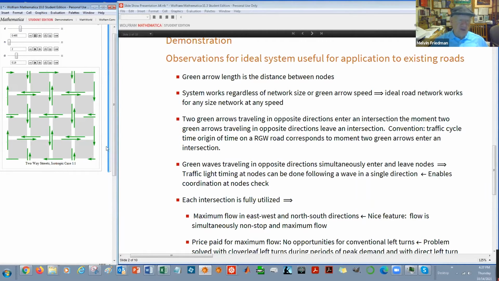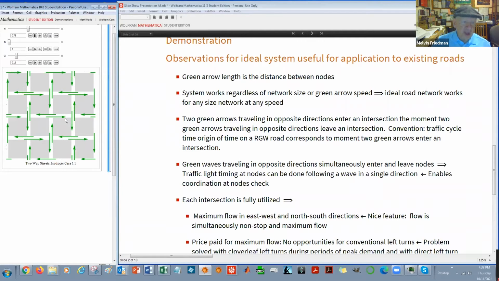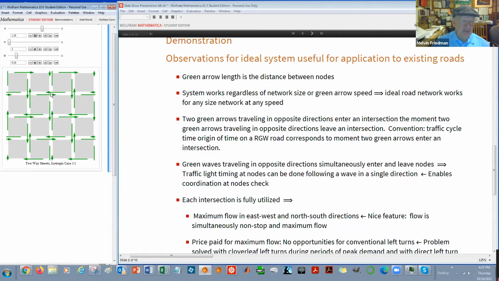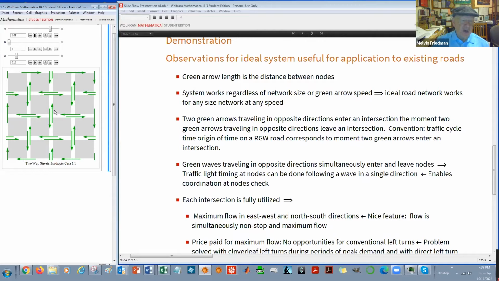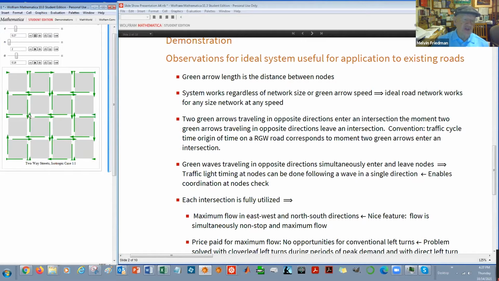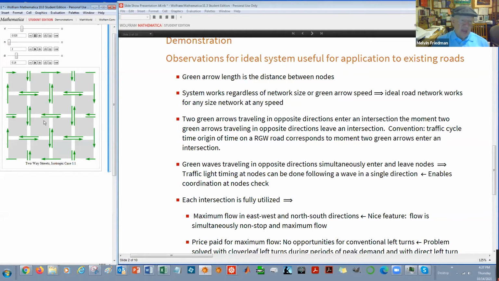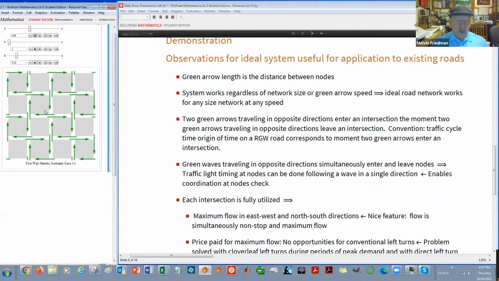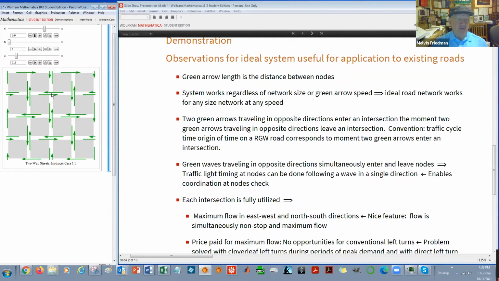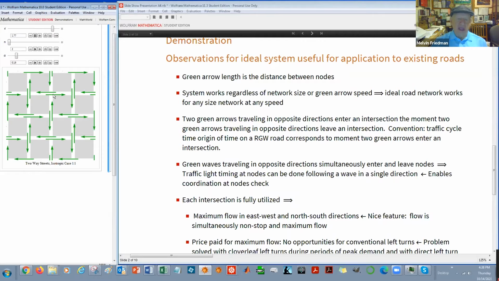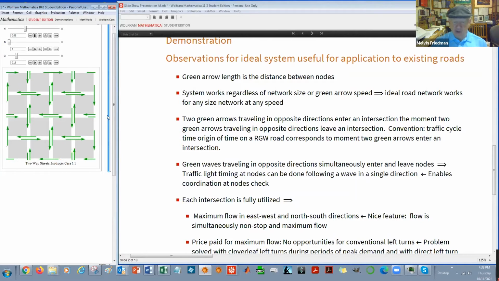Now, there's another important observation that helps you actually implement this. You'll notice that these two green arrows enter an intersection at the same time. And if you look at it for another cycle, at any other point, like we go over here, two green arrows are entering an intersection at the same time. And so essentially, that means that at the nodes, one can coordinate the traffic lights by simply following a green arrow in one direction. And so that means it's rather easy to coordinate the traffic signals at nodes.